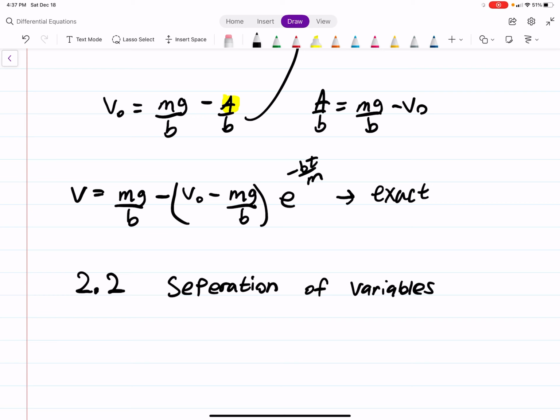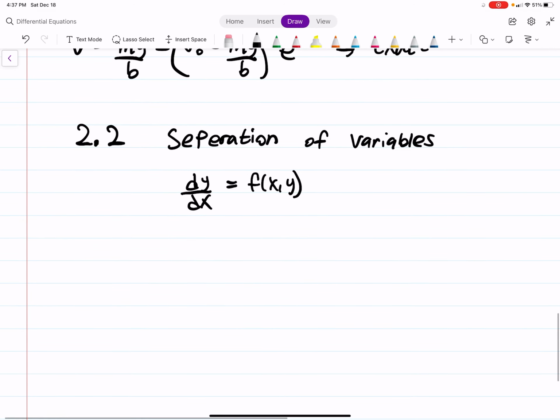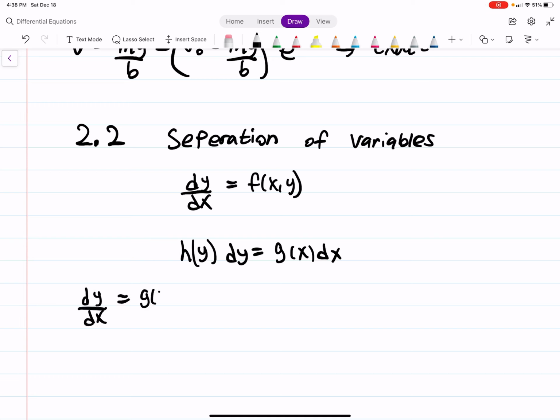Okay. So let's say you have a derivative equal to some function. If you can write this with your variables separated, so a function of y dy equals a function of x dx, then this method is very useful. Okay, so that's kind of the idea. You might see it like this: dy/dx equals g of x p of y. So you just have a function of x and a function of y, completely isolated.